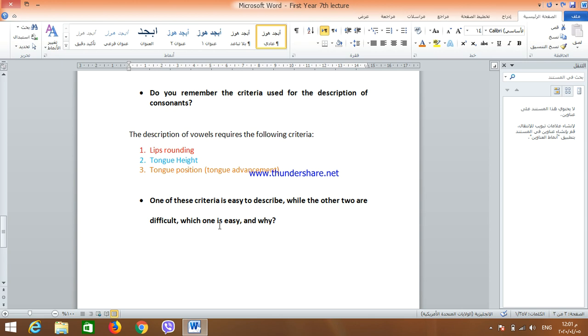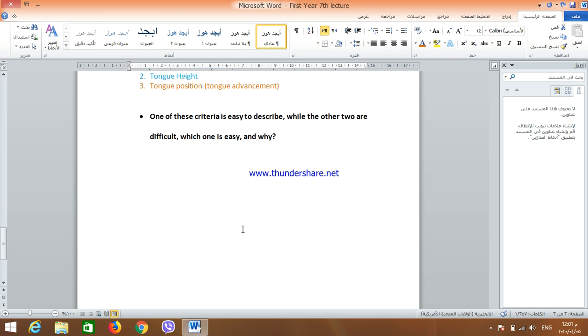One of these 3 criteria is easy to describe, while the other 2 are difficult. Which one of them is the easy one here, and which 2 are the difficult ones? I leave this for you to think about and give me your answers.